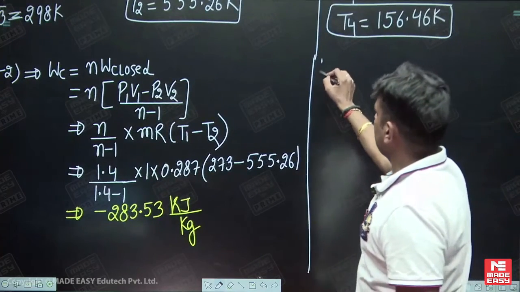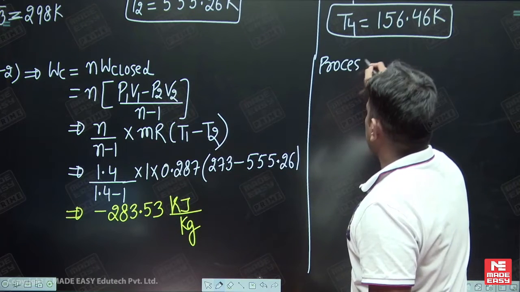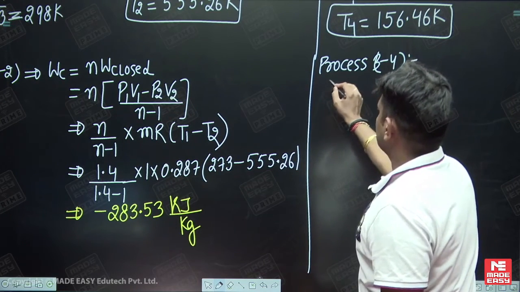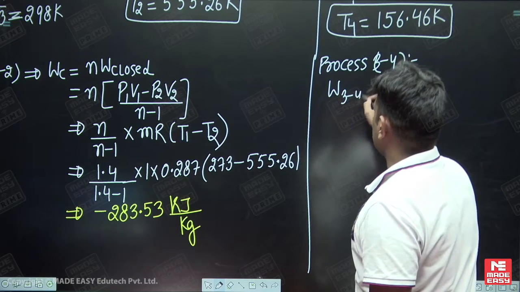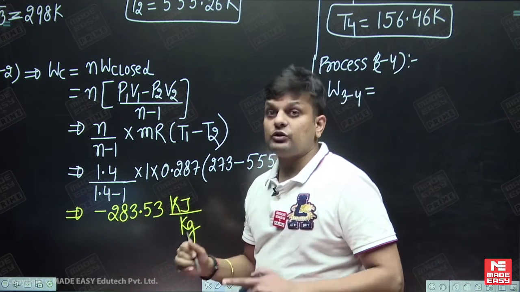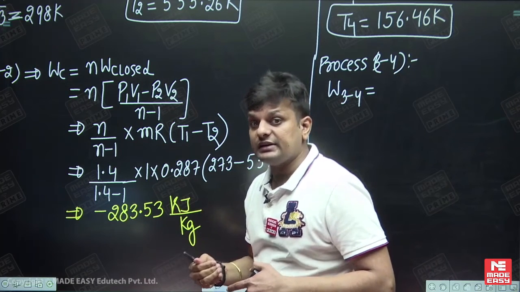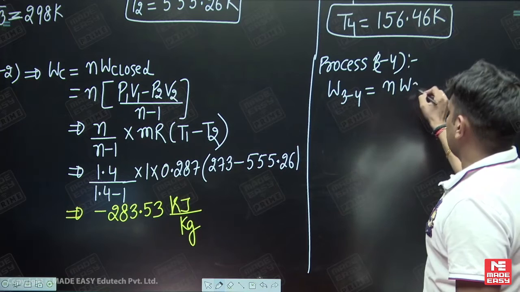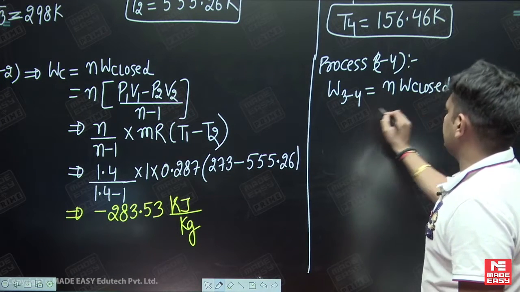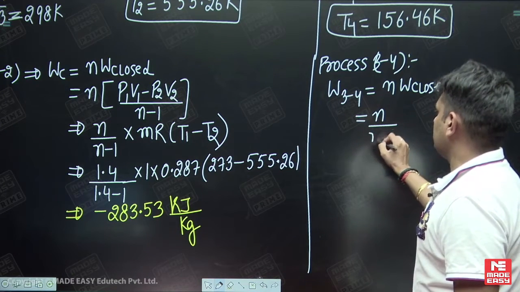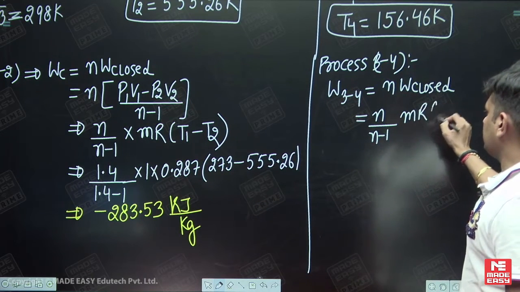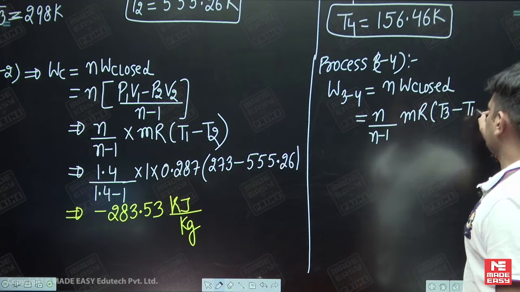Okay, now compressor is over, now expander. Okay, so process 3 to 4. Okay, so expander 3 to 4. So why is it coming out as negative? Because it is a case of work absorbing device. So n times work of closed again. So in this case n upon n minus 1 into mR into T3 minus T4.